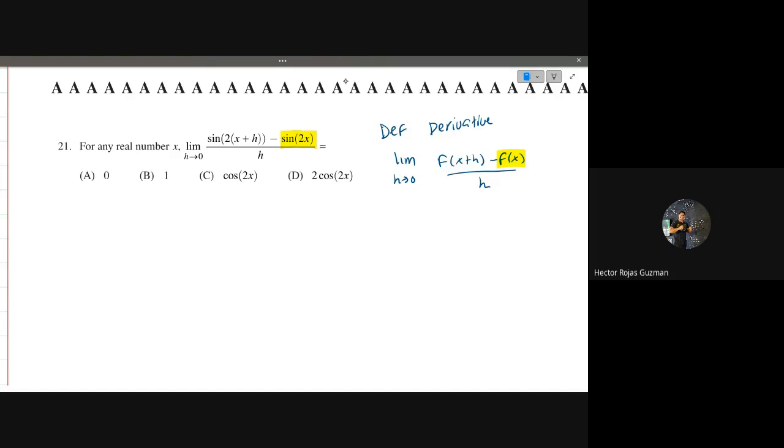The front part of the equation is f of x, but the x was replaced with an x plus h. And then this right here, that's your x. But anyways, f of x is sine of 2x. So my derivative is cosine of 2x times 2.